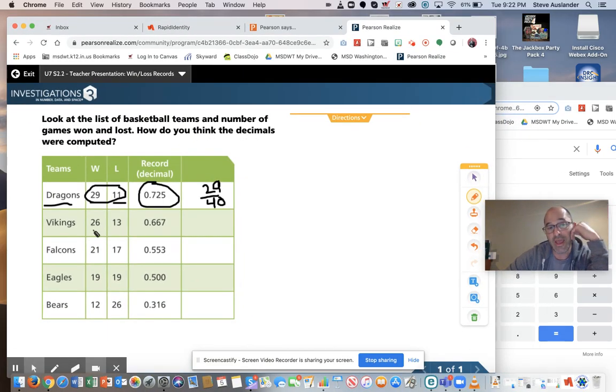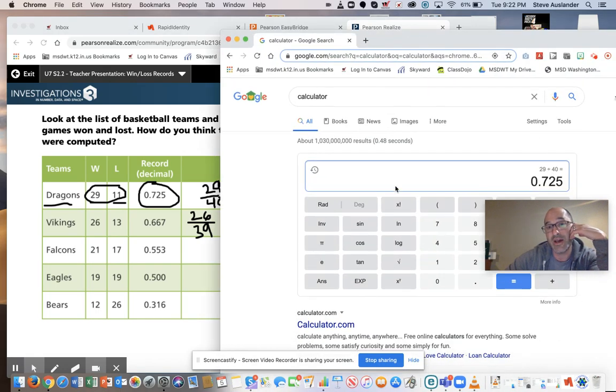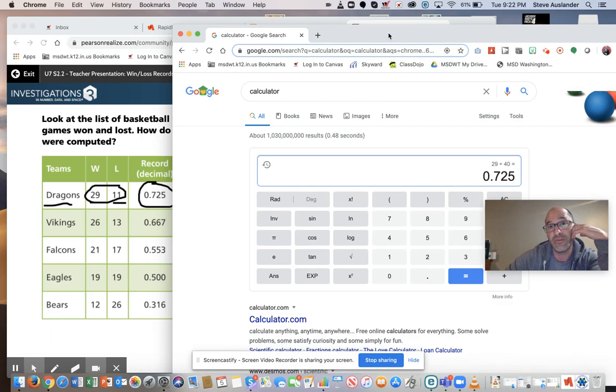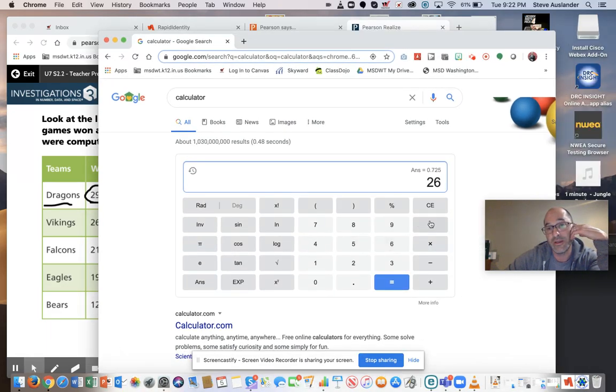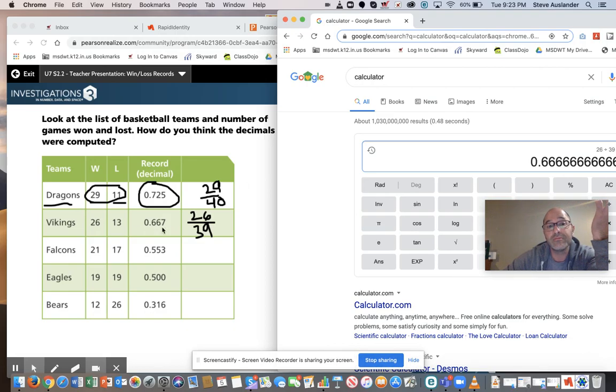The Vikings, Caden's team, won 26 and lost 13. So altogether they played 26 plus 13 is 39. But they won 26 out of 39, or 26 39ths. 26 divided by 39 gives you the winning percentage of 0 and 6666 repeated, which is the same as 67 hundredths, or 67%, which is basically winning 2/3 of their games.